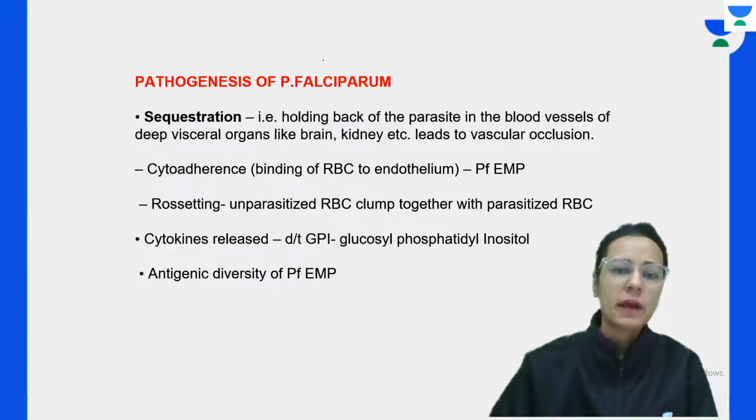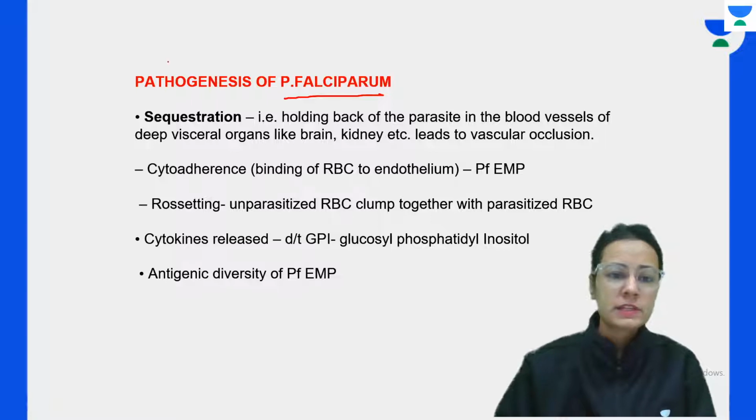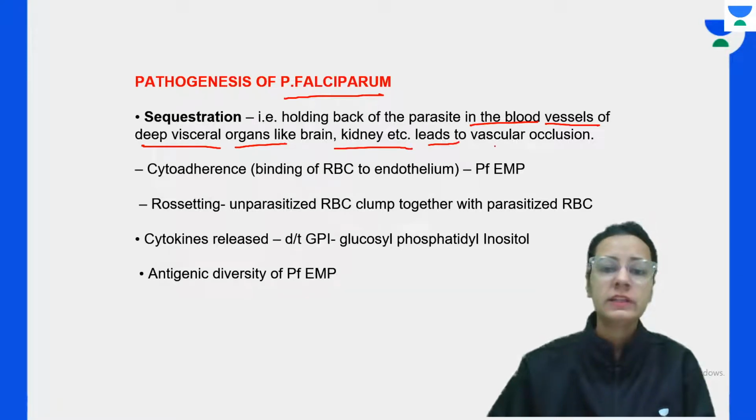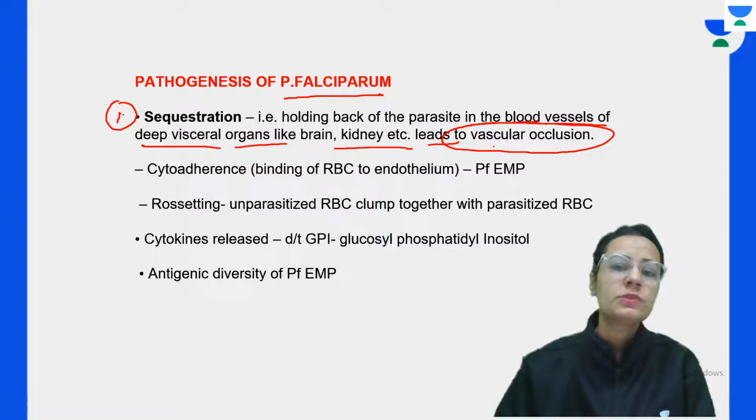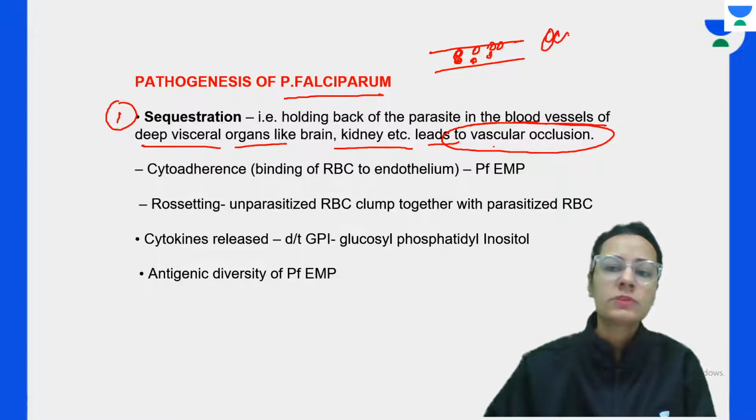Now, pathogenesis of the falciparum. Sequestration is the holding back of the parasite in the blood vessels of the visceral organs like the brain and kidney, which leads toward vascular occlusion. So sequestration is due to the parasites in the blood vessels, and they will block these blood vessels, leading to the occlusion.